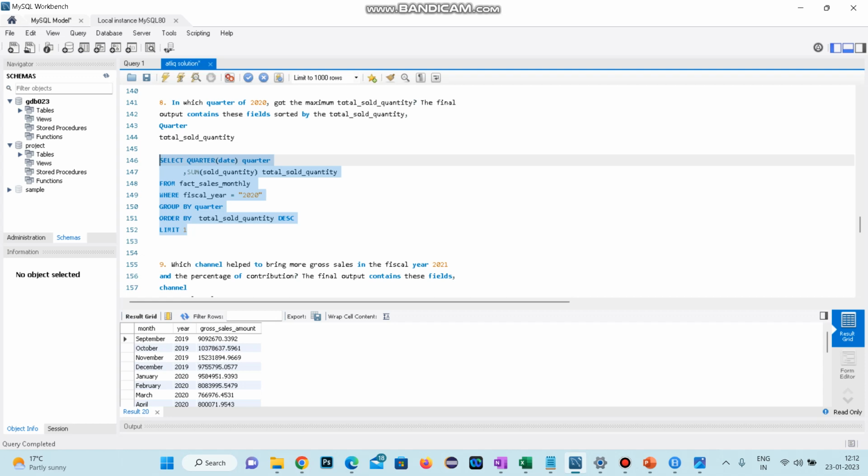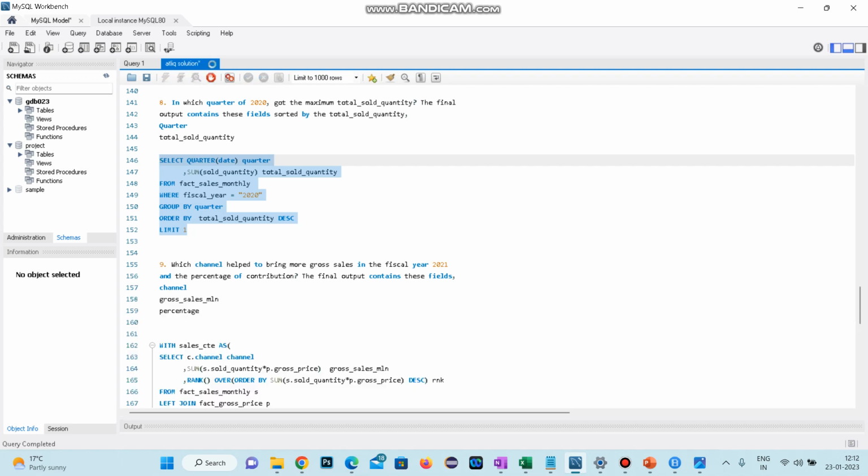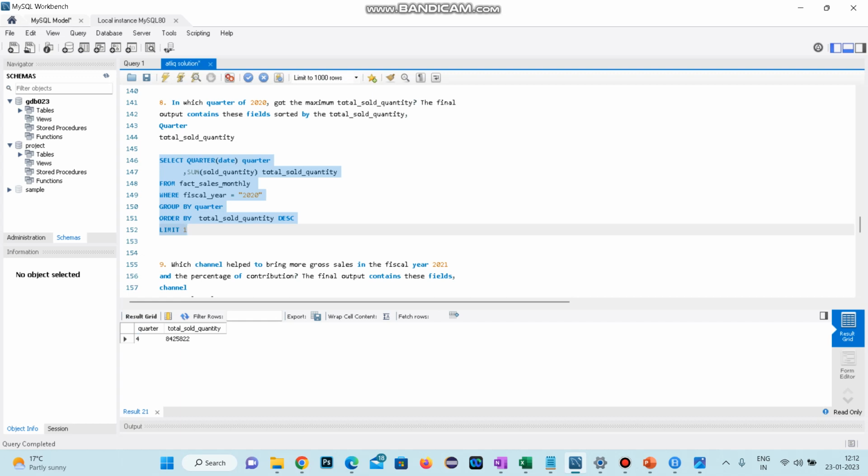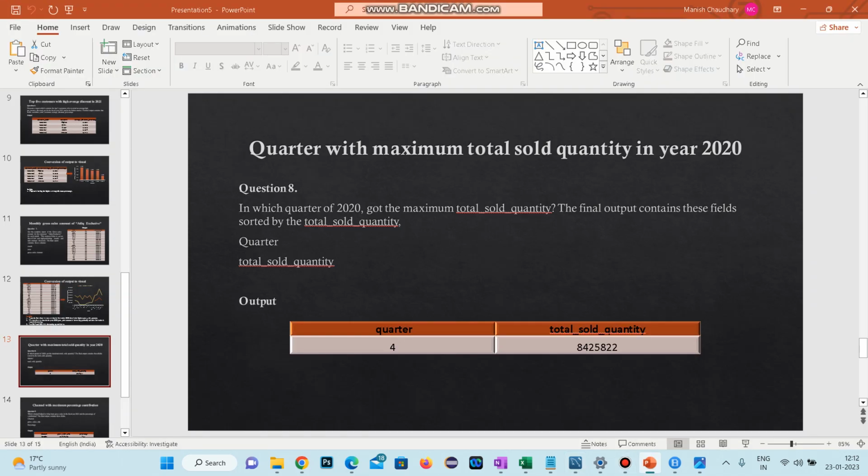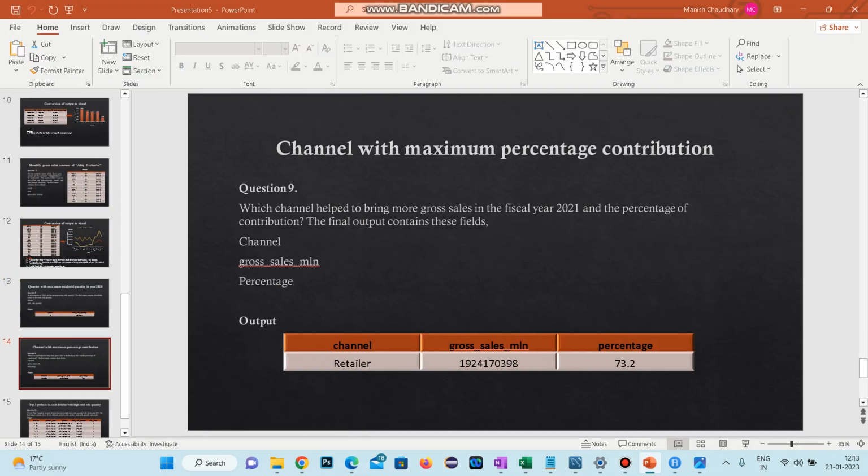Here we could also have used the rank window function, row number, rank. So let's run it. We get that quarter 4 has the highest total sold quantity. Now let's move to the next question.